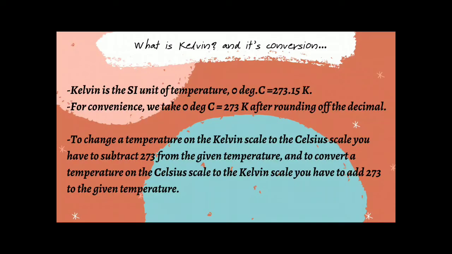What is Kelvin and how does the conversion of Kelvin into Celsius and Celsius into Kelvin take place? Let's understand. Kelvin is the SI unit of temperature. 0 degrees Celsius is equal to 273.15 Kelvin. For convenience, we have rounded it off to 0 degrees Celsius equal to 273 K. To change the temperature from Kelvin scale to Celsius scale, we have to subtract 273 from the given temperature. And to convert the temperature from Celsius scale to Kelvin scale, we have to add 273 to the given temperature, as we did in the last slide. So this is the conversion of Kelvin to Celsius and Celsius to Kelvin. 0 degrees Celsius is equal to 273 Kelvin.